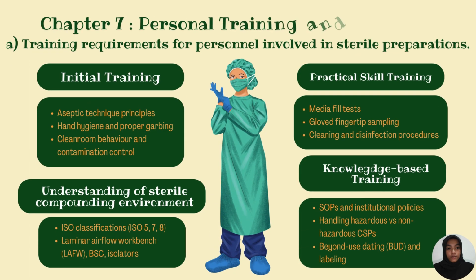Now we are moving on to Chapter 7, Personnel Training and Competency. I'm going to explain about the training requirements for personnel involved in sterile preparation. Firstly, initial training is required before any staff are allowed to compound sterile products. This includes training on aseptic hand washing, proper garbing, cleanroom behavior, and contamination control. Initial training ensures that personnel understand the risks associated with sterile preparation and the importance of maintaining sterility.